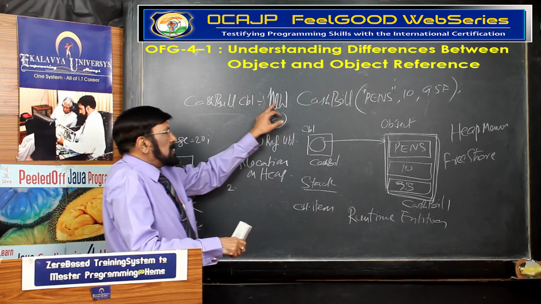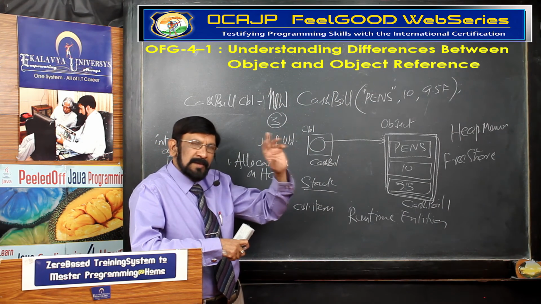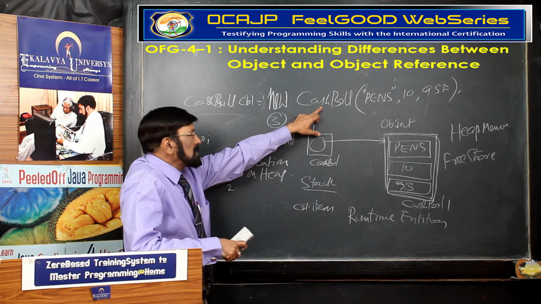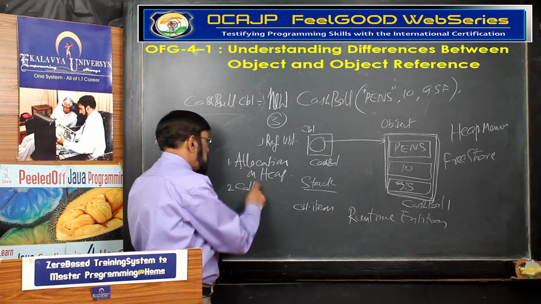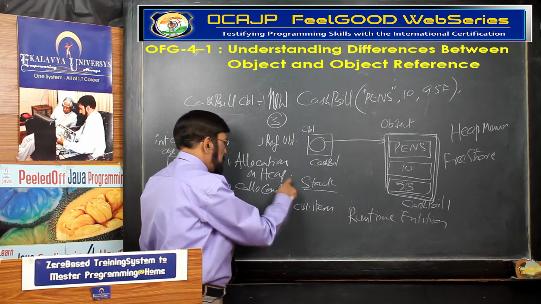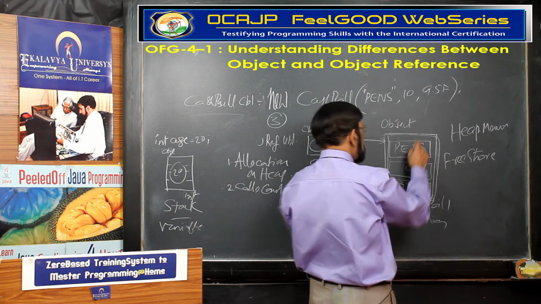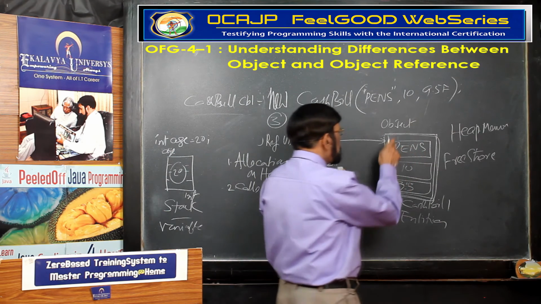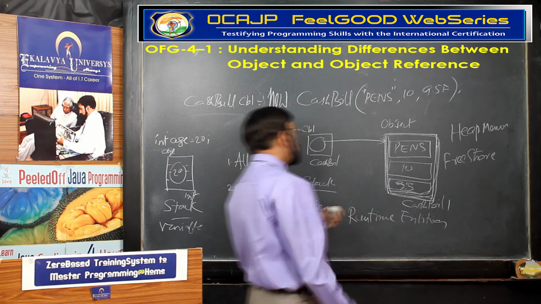The second job is that it calls the constructor. Already I told you a constructor is nothing but a standardized Java method for the initialization process. It calls the constructor. As a result of that, what happened? Whatever values are there, those values are initialized. Because of that, a true object is created. This is the object.